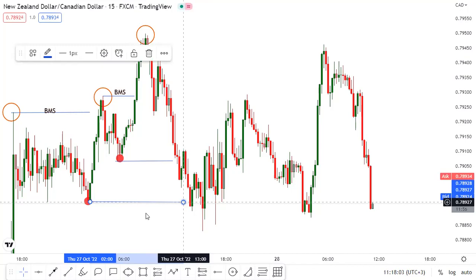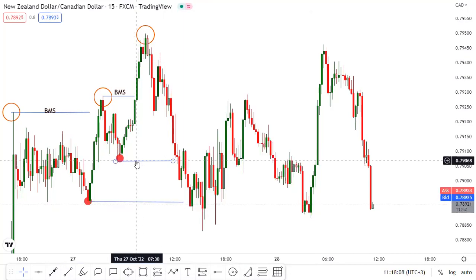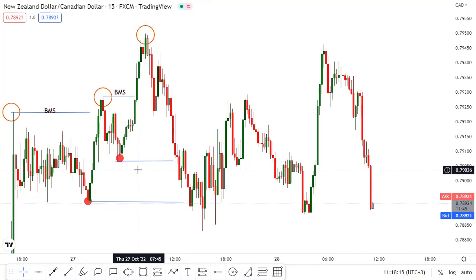Okay. Now this was our first change of character. Our first change of character was here. And I told you, I think it was yesterday, that in order for us to be sure that this break of market structure, this change of character, is very strong, you must see about 2 areas where we had our higher lows being broken. Do you remember?